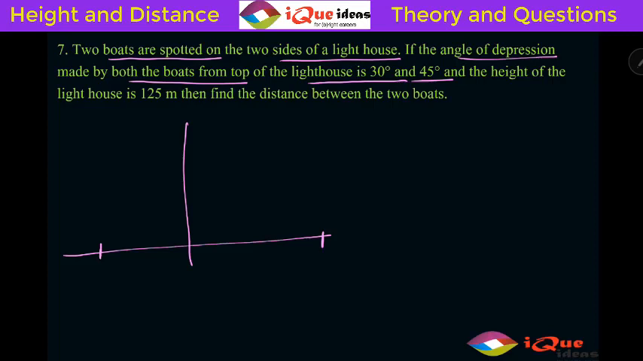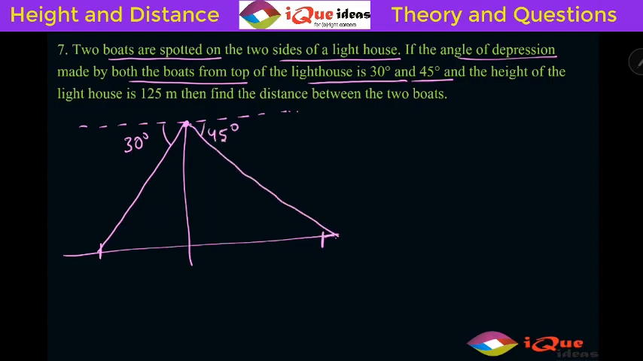Okay, now first of all, this is the topmost point, this is the horizontal line. Why horizontal line? Because there is an angle of depression from this point. Okay, so this angle is, let's say, 30 degree, and this angle, let's say it is 45 degree. Okay, please understand, here we have to measure angle of depression looking down, right? So it has to be measured with the horizontal line.